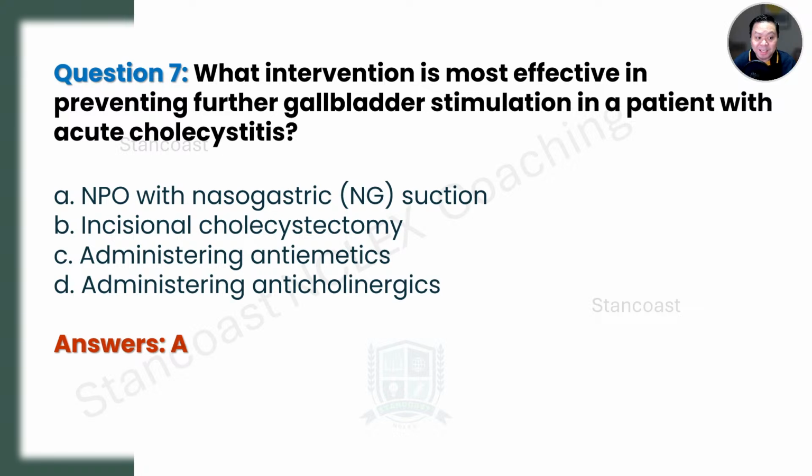And if you answered option D, these anticholinergics can reduce the smooth muscle spasms, specifically in the bile ducts, which can actually decrease the pain, but these do not prevent the gallbladder stimulation as well. Okay, so let's go back into that NPO and with the use of the nasogastric tube suction.